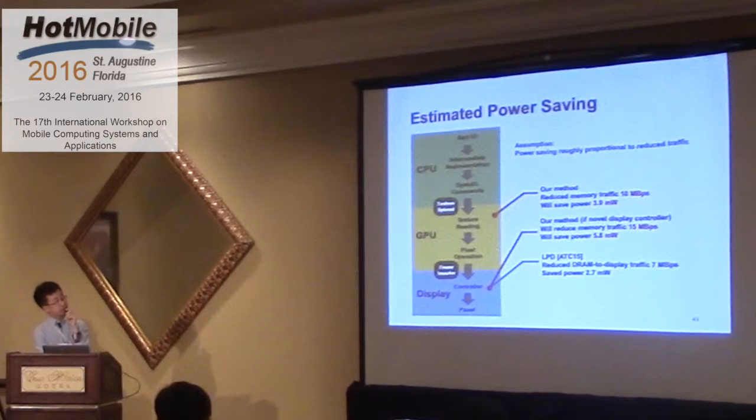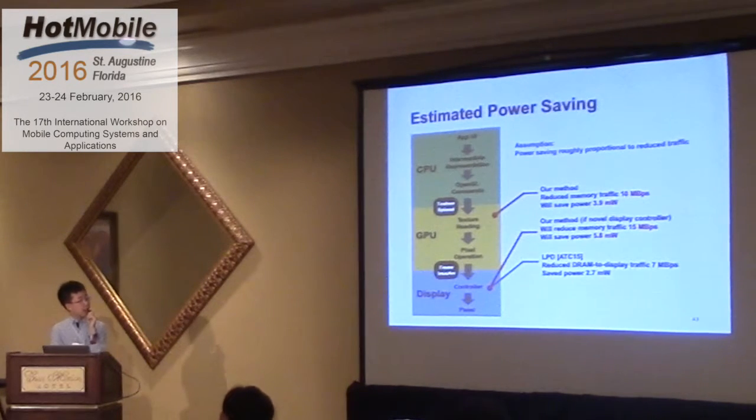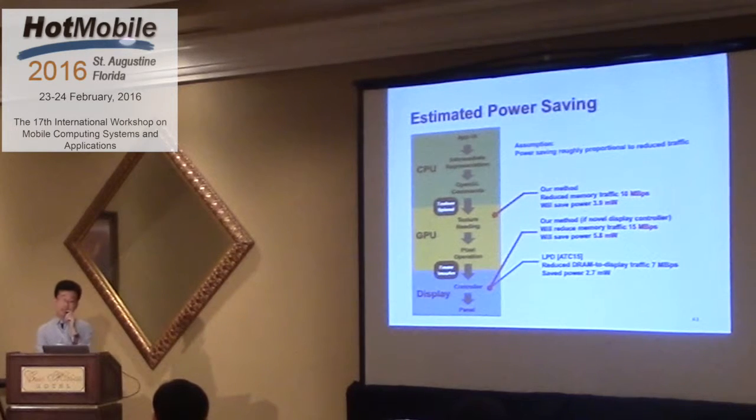Then we estimate the power saving. Based on the previous work in ATC15, they reduce the memory traffic between DRAM and the display by about 7 megabytes per second, and they can save about 3 milliwatts of power. If the power saving is roughly proportional to the reduced memory traffic, which is our assumption, our method will save about 4 milliwatts during the second stage of GPU operation. And our method will also save another 6 milliwatts during the display stage.